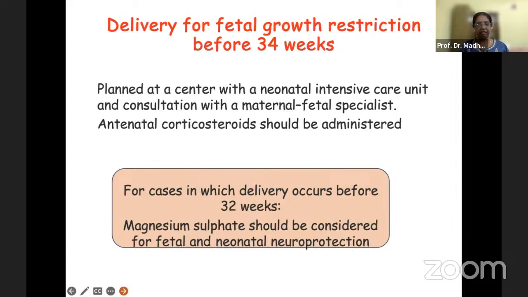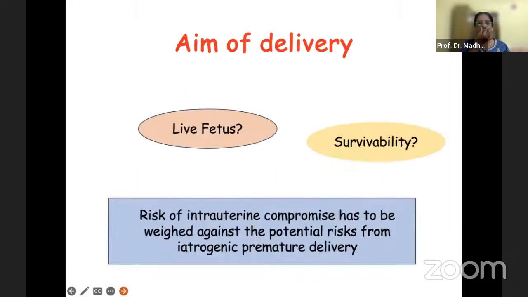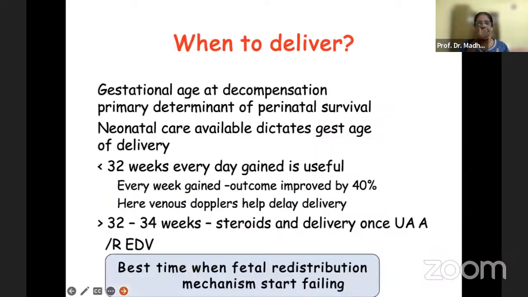If the baby has to be delivered before 34 weeks, check your neonatal facilities. Is it able to handle this baby? Give antenatal corticosteroids. And if the baby has to be delivered before 32 weeks, magnesium sulfate should be considered for fetal and neonatal neuroprotection. The aim is: will the baby live or not? Can the baby survive outside? And you have to weigh the risk of intrauterine compromise against the potential risk from iatrogenic premature delivery.